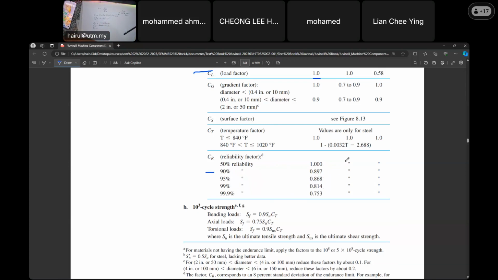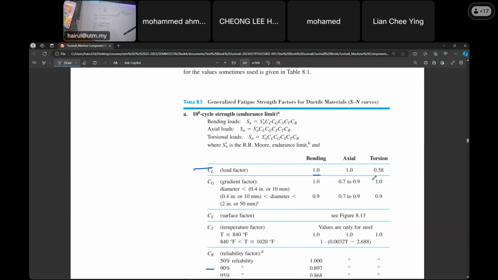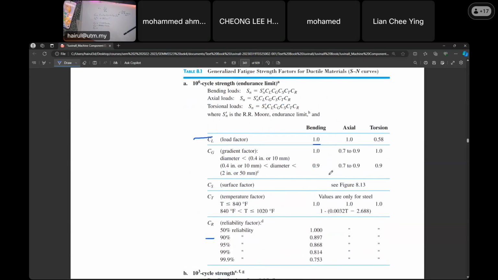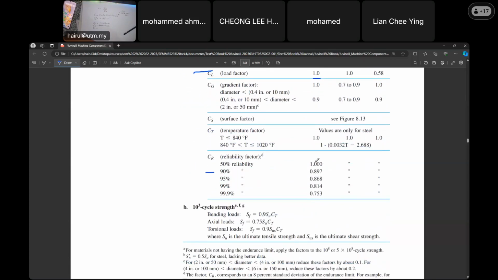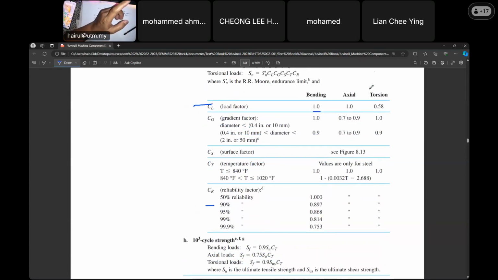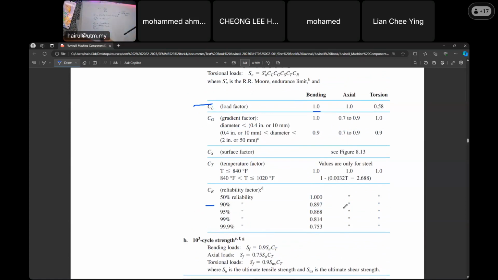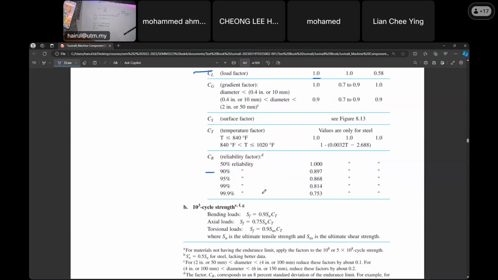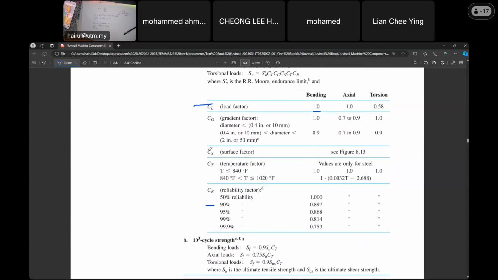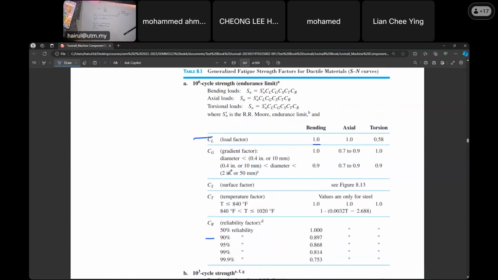Understand, class? That is the same for bending, axial, and torsion. Most of the time for the shaft, you go for the first column, bending. But sometimes it depends on the station. Sometimes the torsional stress is much bigger than bending, so you go for the middle column, the third column for torsion stress. Sometimes the axial stress is much bigger than the bending, so you go for the column of the axial stress, right? Okay, that's it. CR, CL, CG, CS, CT.